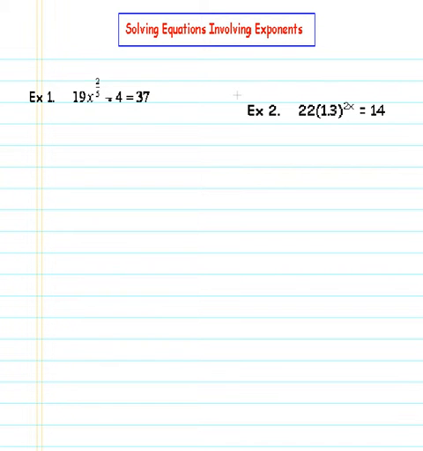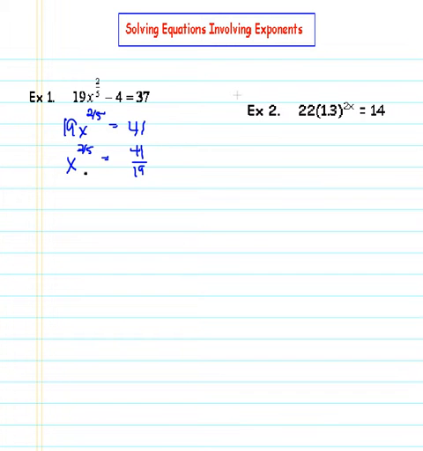I'll do that first of all by adding 4 to both sides. So on the left-hand side I'll have 19x^(2/5), and adding 4 to both sides would give me a 41. And then I'm going to divide both sides by 19. Because this exponent only applies to the x, it does not apply to the 19, I'm going to want to get that x by itself. So x^(2/5) is 41/19, which doesn't divide very nicely, so I'll just leave it in that form.